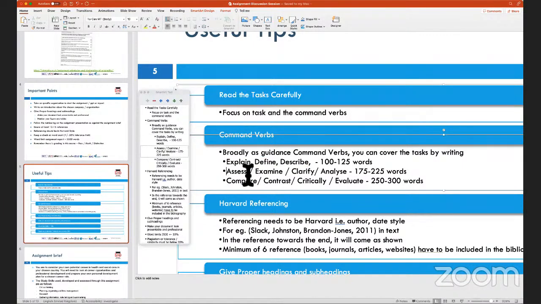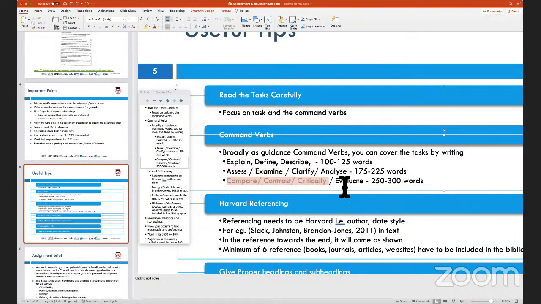When it comes to merit, they normally would be words which start the task with assess, examine, clarify, analyze, and they generally require a bit more text to be written, because you're building arguments, you're talking about positives, negatives, advantages, disadvantages, and that is where the word limit goes up.